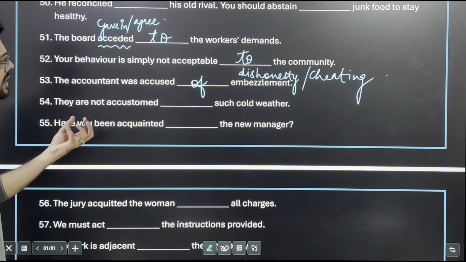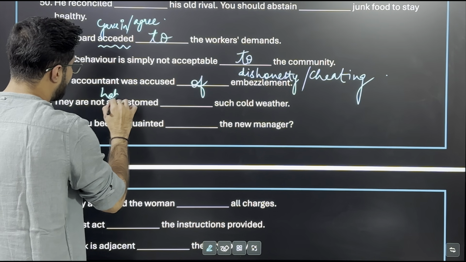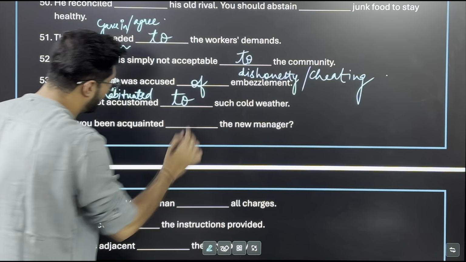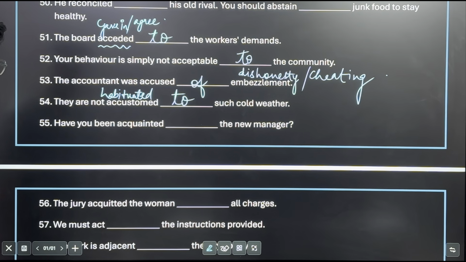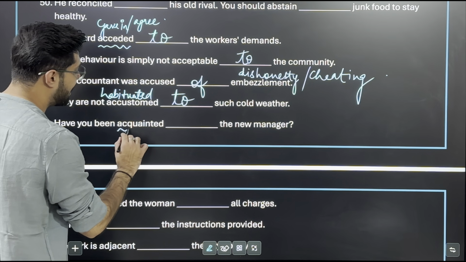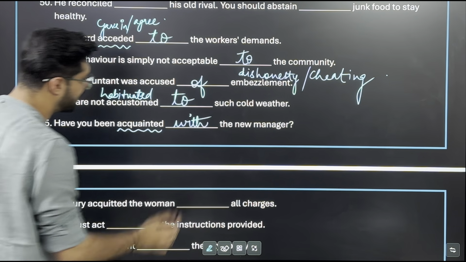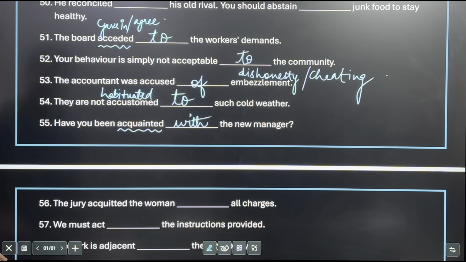They are not accustomed is habituated, so accustomed के साथ to जाएगा. They are not accustomed to such cold weather. Have you been acquainted, क्या आपकी जान पहचान है with the new manager? Acquainted के साथ with use होता है. Please bear that thing in mind.